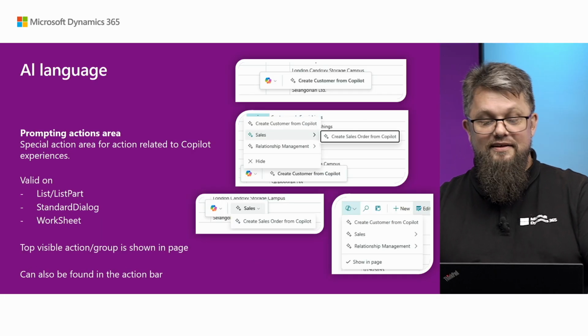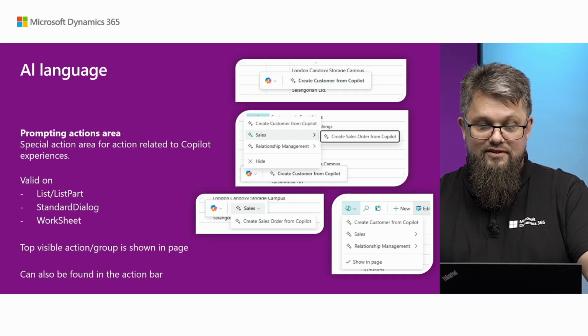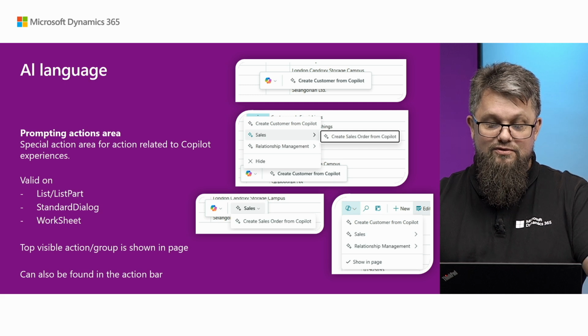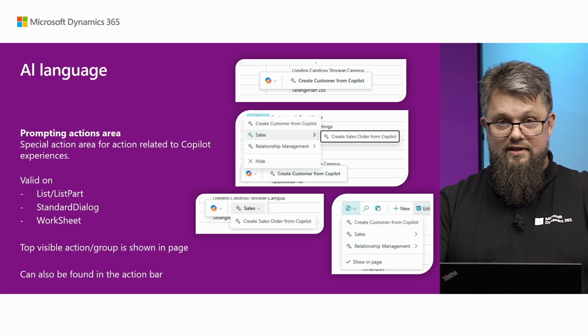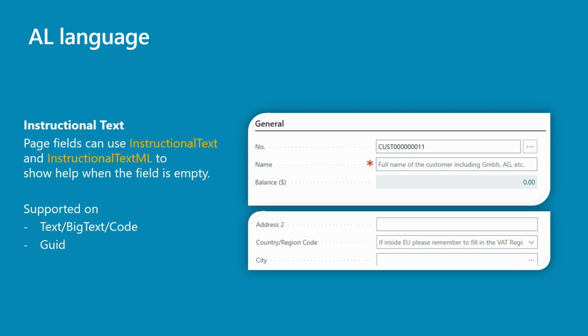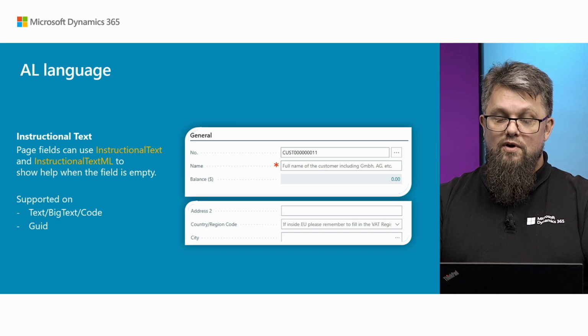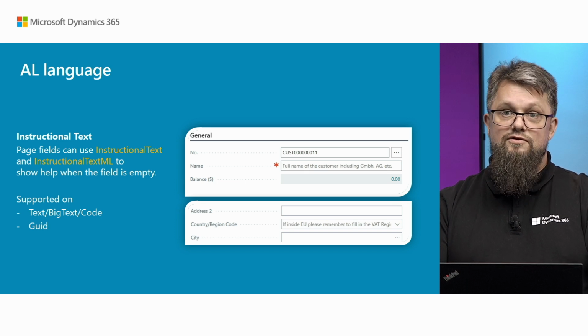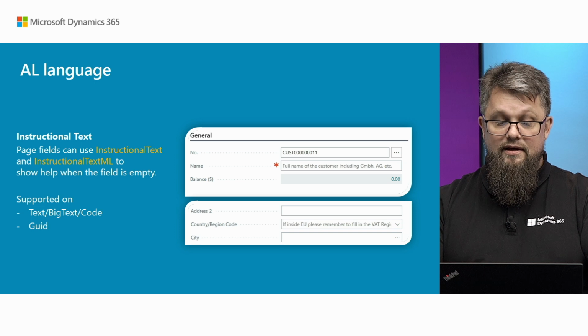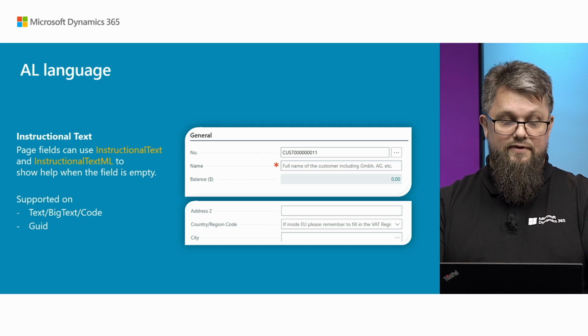You can also find the list of Copilot prompting actions in the action bar, and here you can also turn off the quick action overlay. On pages, you can also now use instructional text on fields. This gives you the ability to hint at the user what data needs to be in the field if there's no value in it yet. It is supported on text-based fields.